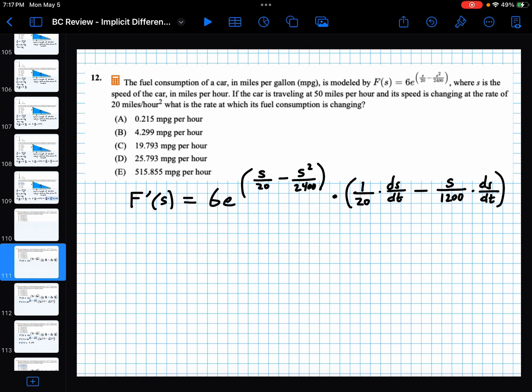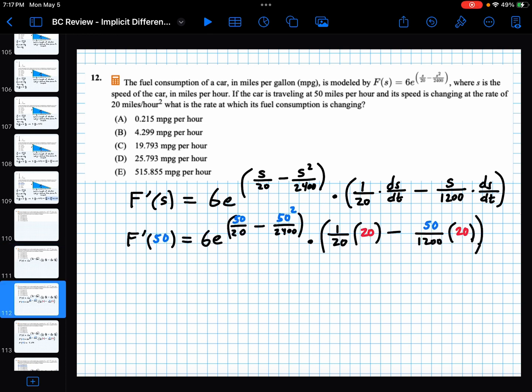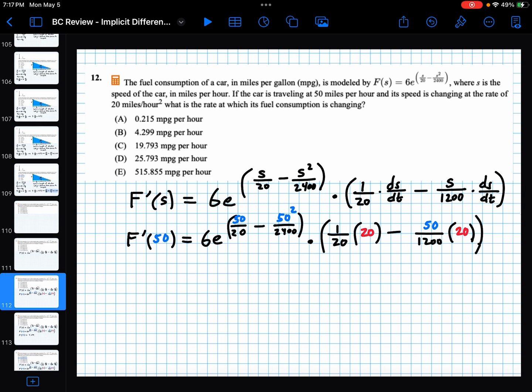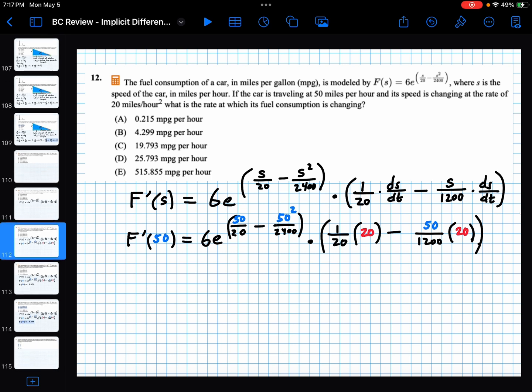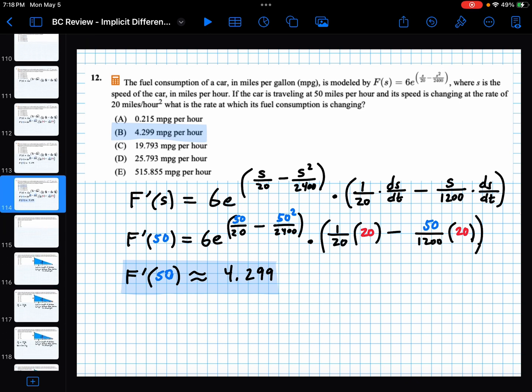All right, s is 50 and ds dt is 20. So I do all of those substitutions, and you can work this out. Just go carefully on your calculator. You're going to wind up with that 4.299 miles per gallon per hour, and that is a match to choice B. Okay.